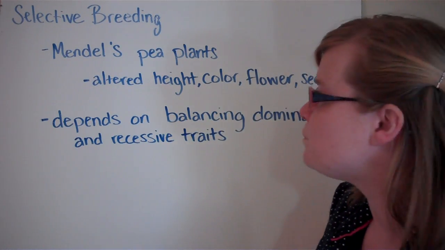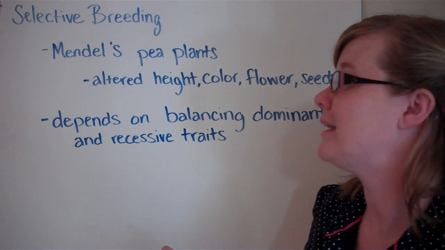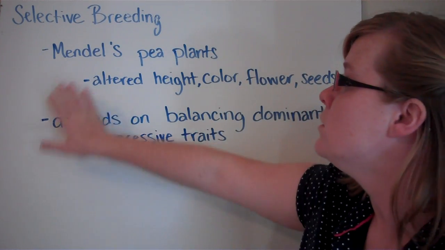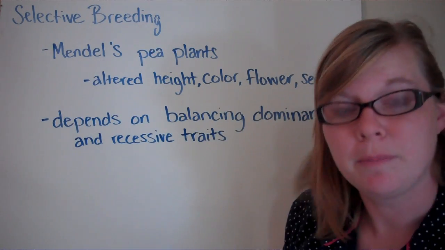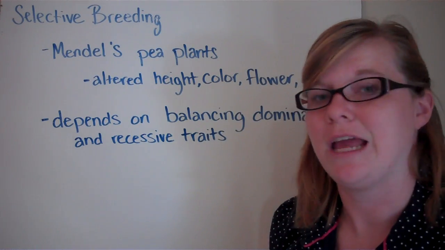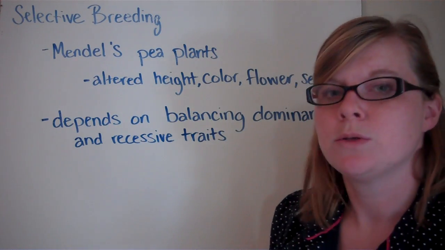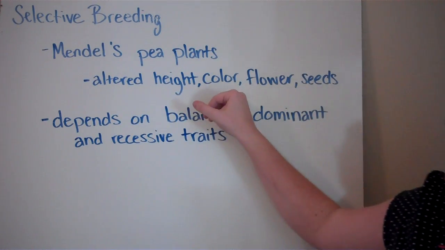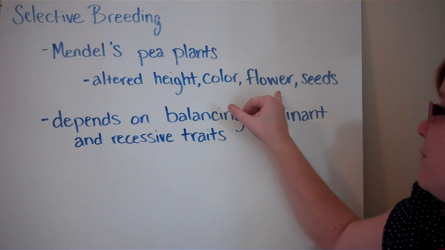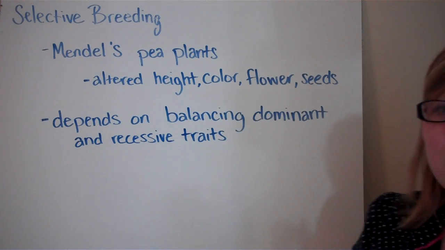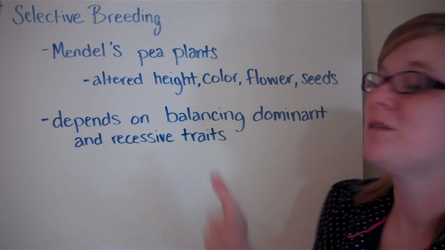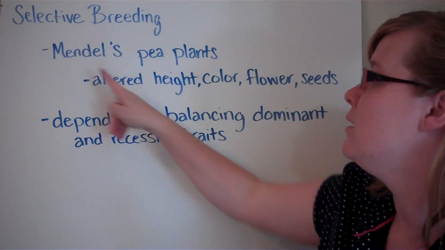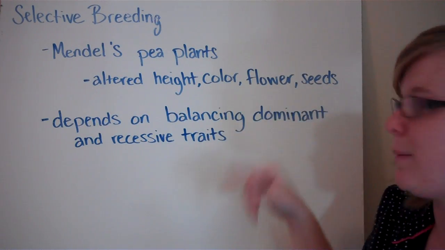So selective breeding started way back, really even before Gregor Mendel's pea plants, but this is the first real documented experiment we have of it. So when you look at Gregor Mendel's pea plant experiment, he was looking at the genetic variation among pea plants. So by crossbreeding, by cross-pollination, he was able to alter the height, color, the size and shape, and even direction of the flower, and the seed size and shape. So this is just by selective breeding. So just by crossbreeding select pairs of pea plants, Gregor Mendel was able to alter all of these aspects.